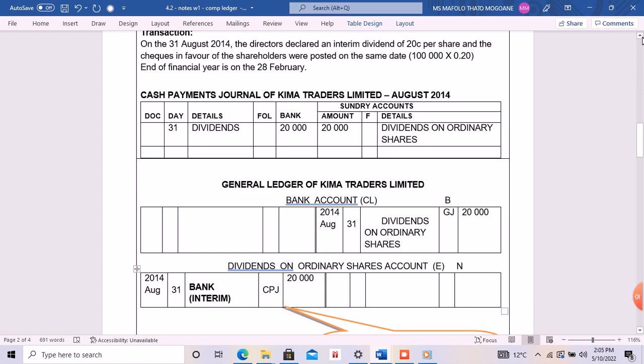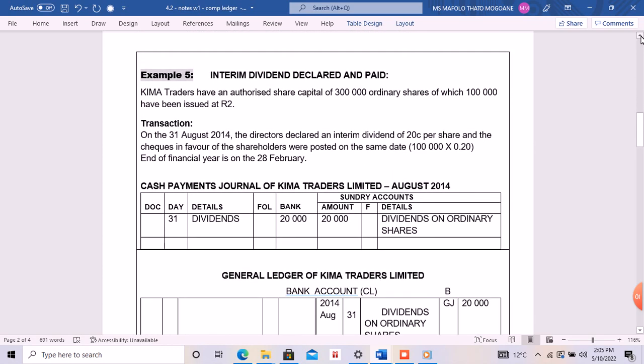So a quick review. We calculate dividends based on the number of shares issued. Since they declared an interim dividend of 20 cents per share, we take the number of shares issued, which is 100,000, times 20 cents. Then you record the transaction into the cash payment journal because the amount goes out of the business account to the shareholders. Under details, you say dividends on ordinary shares, then put the amount you get after multiplying 100,000 by 20 cents.